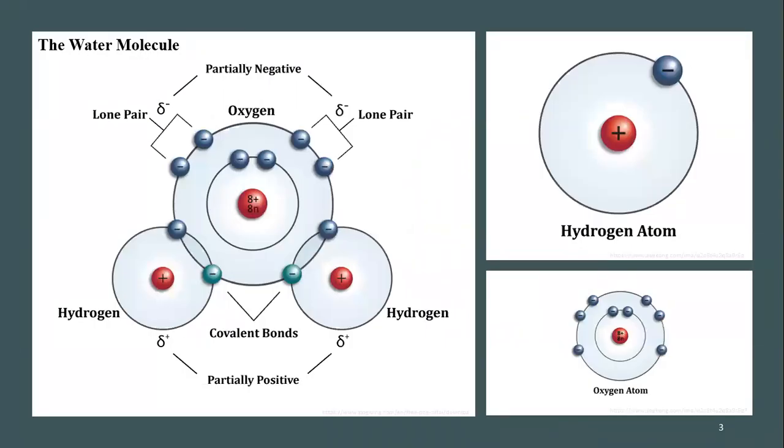The water molecule. The water molecule results from the covalent bonding of one oxygen atom and two hydrogen atoms. As individual atoms, hydrogen has one proton and one electron, while oxygen has 8 protons and 8 electrons.